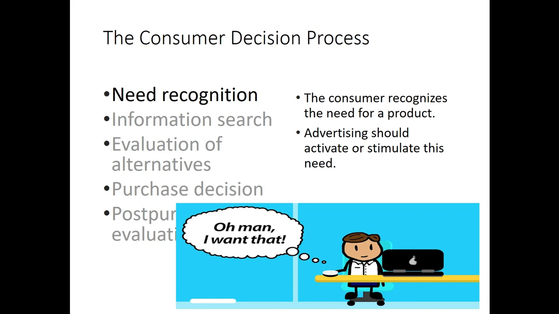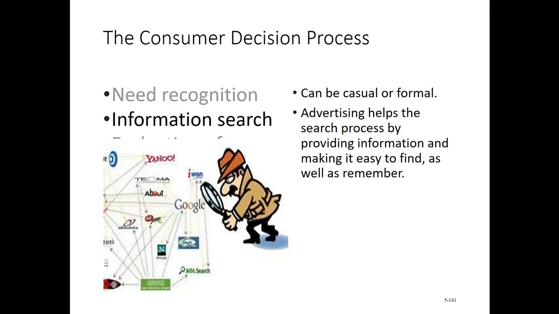Okay, moving on, let's proceed to consumer decision-making process. So the first process is need recognition. So in here, the consumer recognizes the need for a product. So for advertisers, they should activate or stimulate this need. Okay. Next is information search. So it can be casual or informal, wherein advertisers help the search process by providing information and making it easy to find as well as remember.